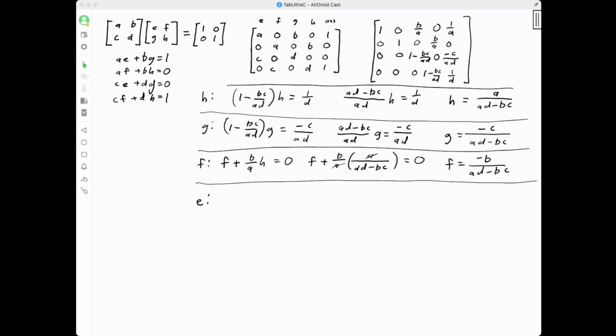So E, reading off the first row, gives me that E plus B over A times G is equal to 1 over A. But I know what G is, so I know that E plus B over A times negative C over AD minus BC has to equal 1 over A.